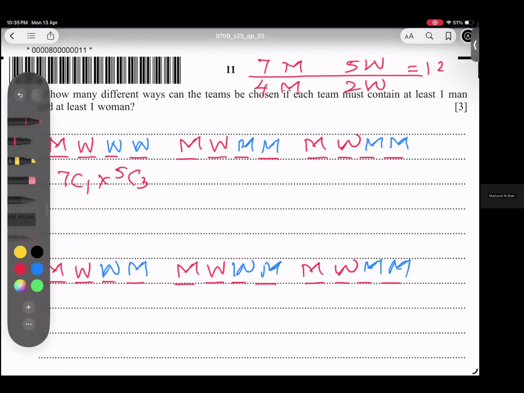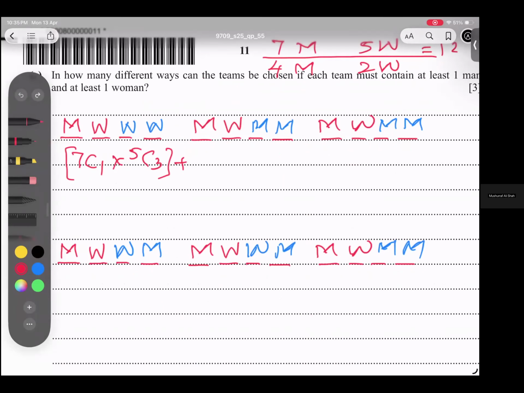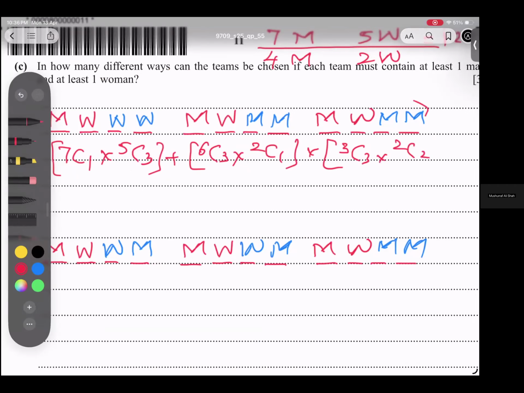Plus, now how many men are there? 1 man gone there, so 6 left. So 3 men are there: 6C3. And one woman: how many ladies have gone first? 3 gone, so 2 left. So 2C1. Why 2C1? Because 3 ladies gone first, so 2 left, choose 1. Now further, what is the next process here? Out of 4, 1 gone, and 3 left, so 3C3. No need to write this; if you write it, no problem at all. Times 2C2. Why 2C2? Because it's 2 for women.